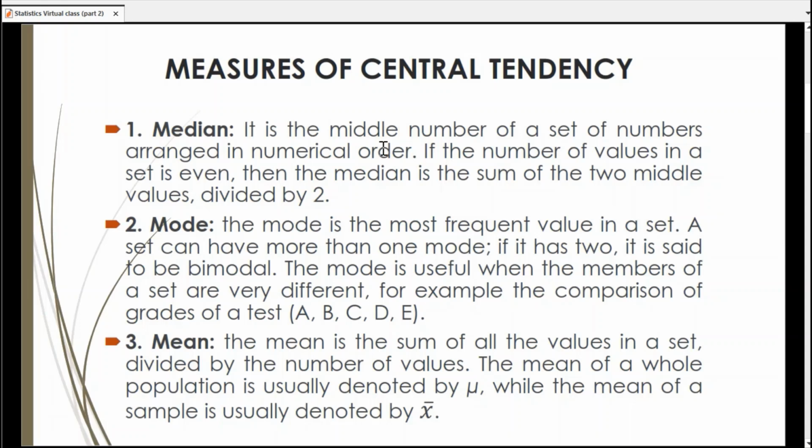So look, here we have the three measures of central tendency commonly utilized in statistics. Now, these are widely known. So we will start. First, we have the median. It says it is the middle number of a set of numbers arranged in numerical order.